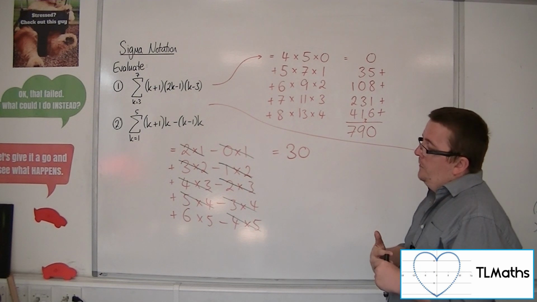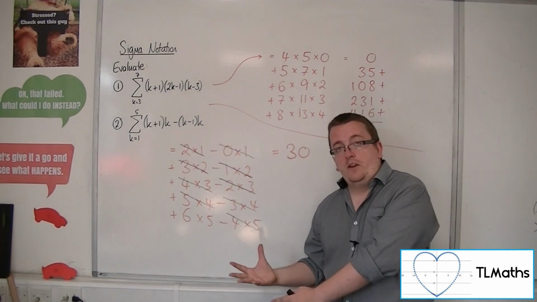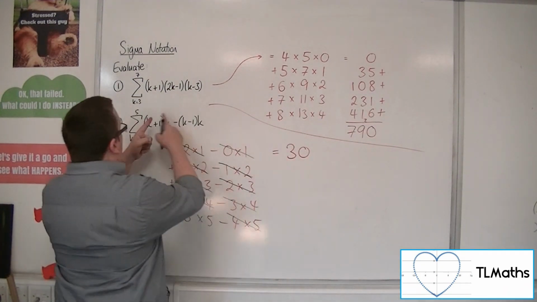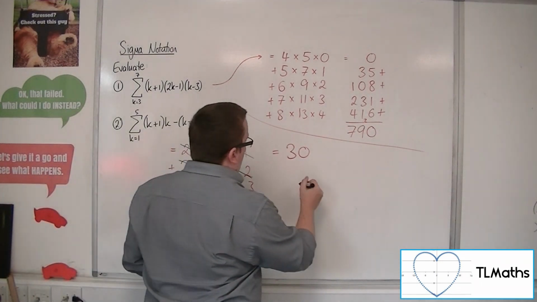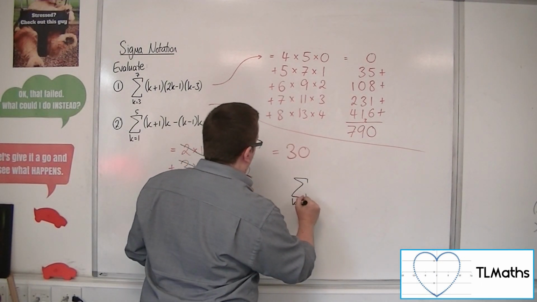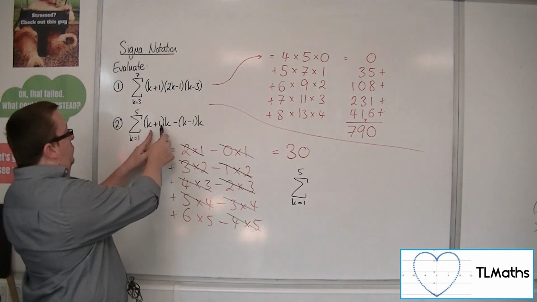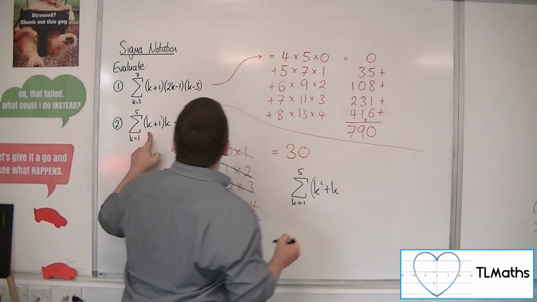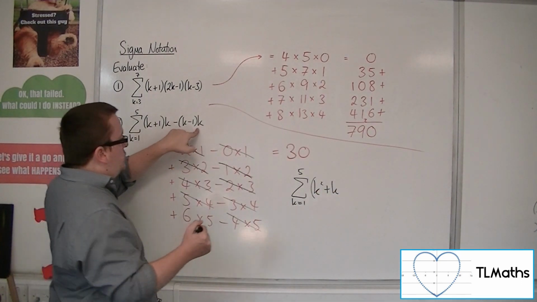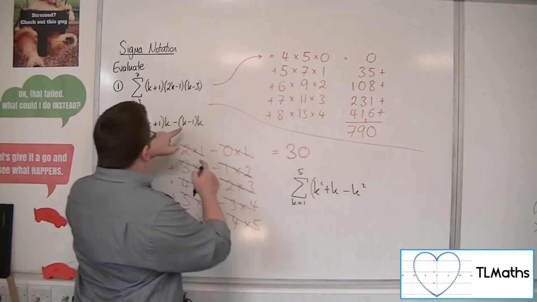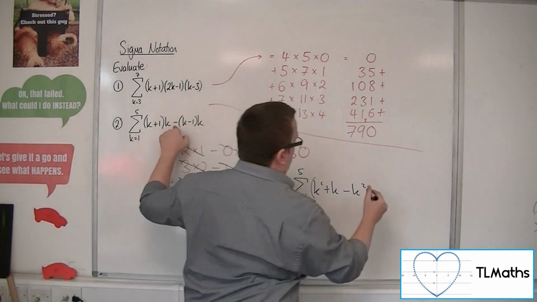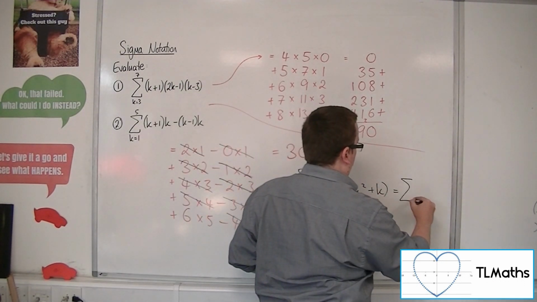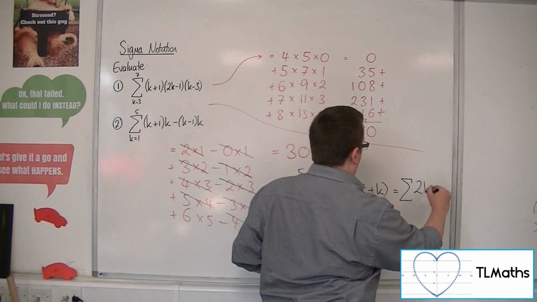For number 2, I did it in this way, the long-winded way, by substituting in. It's actually a lot easier if you expand this out, because this is the same. So from k is 1 up to 5. If we expand that part, we've got k squared plus k. And then we've got take away k squared. And then we've also got this take away minus k, so plus k. So the k squareds cancel. And you just get left with 2k.